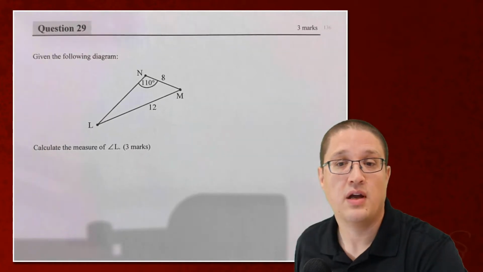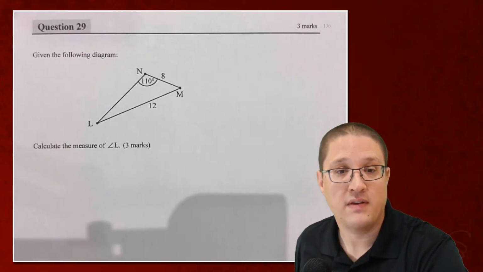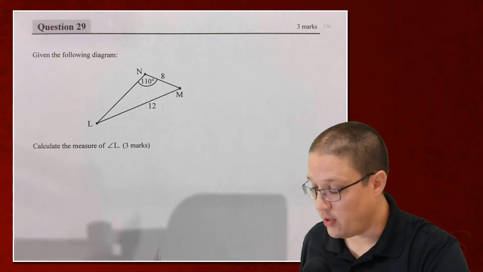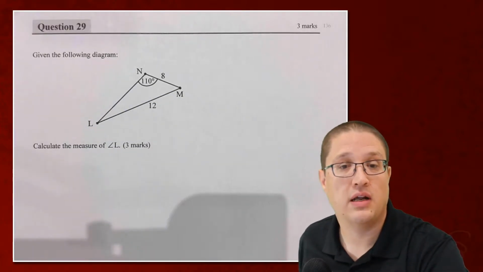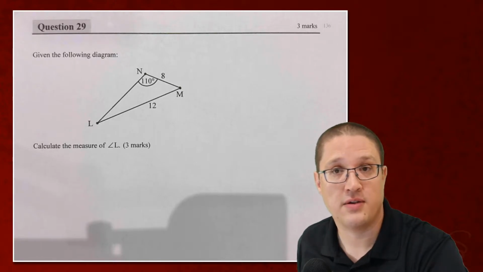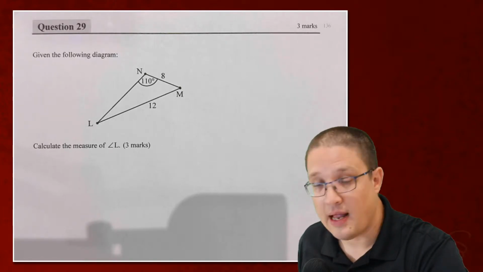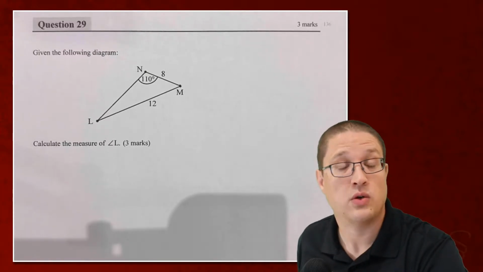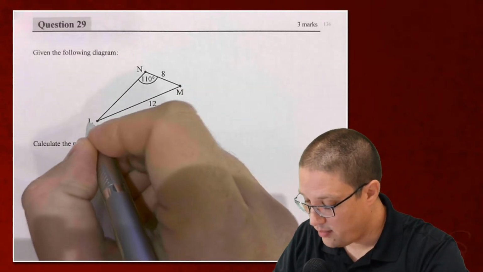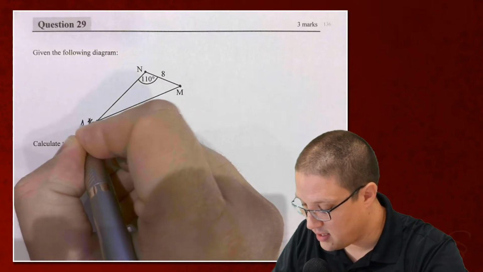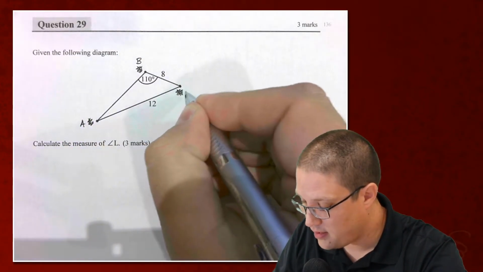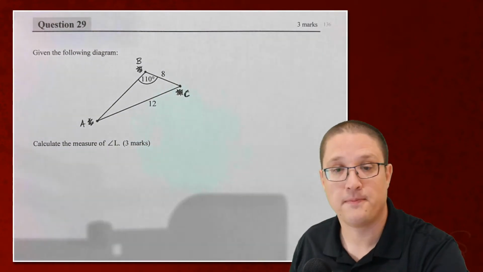Here's an example from an old exam. In this case, we have a triangle. We do not have a right angle triangle, but we do have 3 angles and 3 sides. In this case, it's L, N, and M. Now, I don't particularly like those letters, so I'm going to relabel this one. I'm going to just say this is A. I'm going to say this is B. I'm going to say this is C.